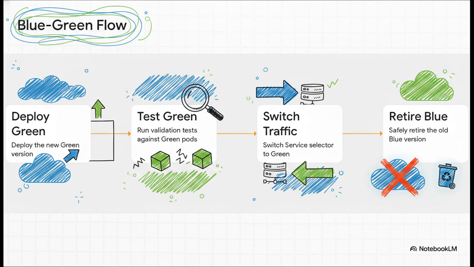Running a blue-green deployment is this beautiful, precise, four-step choreography. Step 1. While your users are happily using the current, let's call it the blue version, you deploy the new green version right alongside it. Step 2, you run your validation tests directly against those green pods. Step 3, and this is the magic moment, you switch the Kubernetes service selector to point to the green version, which moves all the traffic instantly. And finally, step 4, once you're 100% confident, you just retire the old blue version.